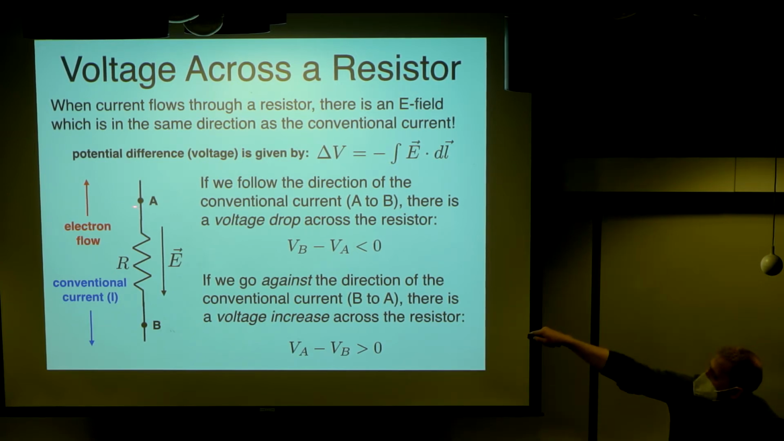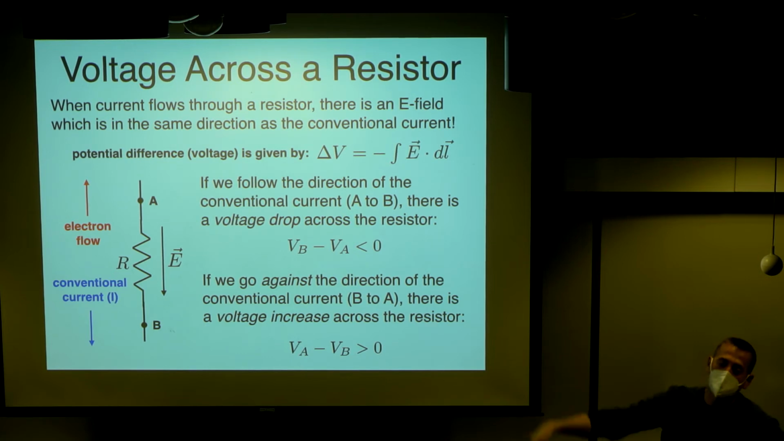So if you follow the direction of conventional current across a resistor, there's a voltage drop. There's a decrease in electric potential if you go with the current. Does that make sense? If you go against the current, it's just the opposite, right?